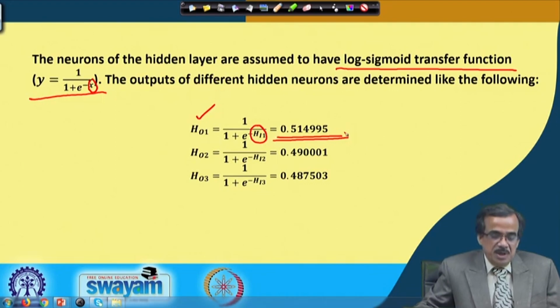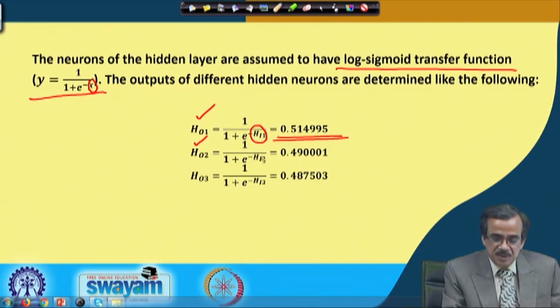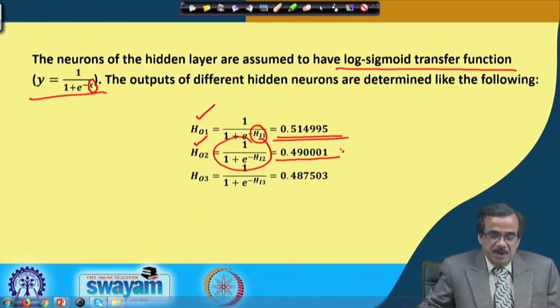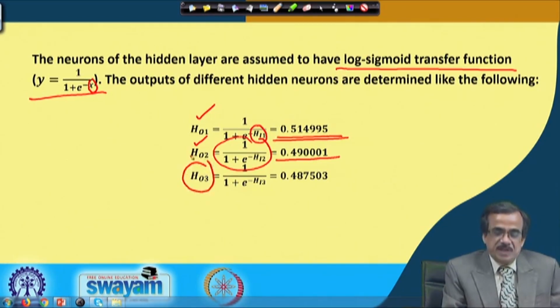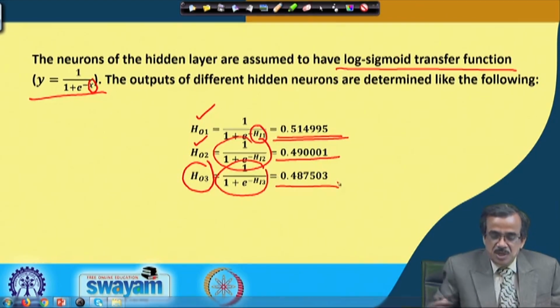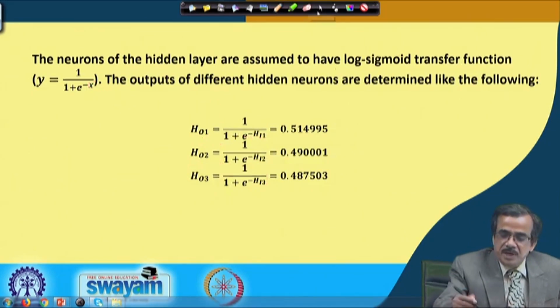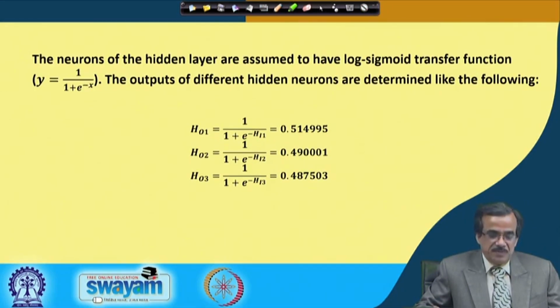Similarly, the output of the second neuron lying on the hidden layer, using this expression, I can find out, that is 0.490001, and by following the same I can also find out HO3, that is the output of the third neuron lying on this hidden layer, and this is 0.487503. So, this is the way we can find out the output of the different hidden neurons.